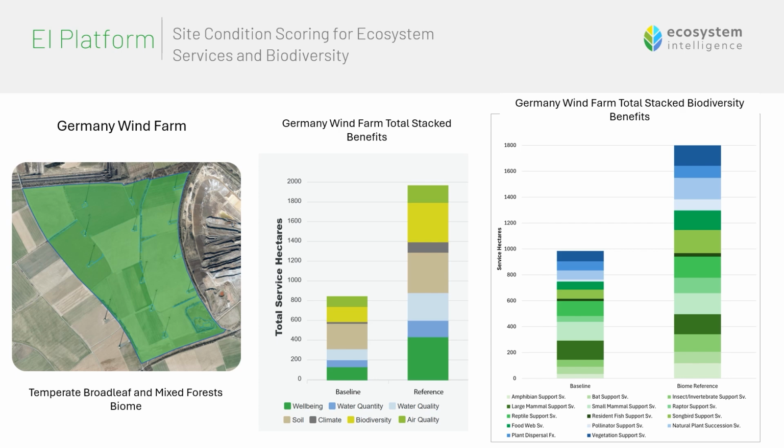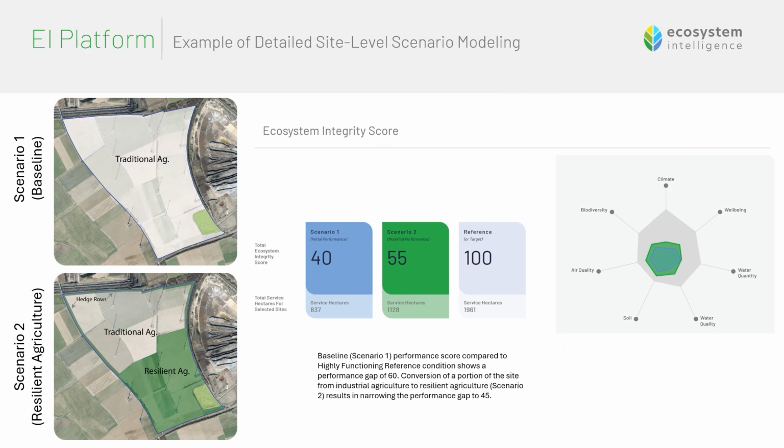In this example, we also tease out the lime green area, which is our biodiversity metric, so that we can see over on the right the habitat suitability for each of the species groups that are modeled for the project location in both the baseline and biome reference condition. We are also able to take a look at what happens under different land management scenarios. In this example, we've taken a portion of one of the sites and converted it from traditional agriculture to resilient agriculture in conjunction with the existing wind farm practices. In this case, we're able to see our performance values increase from 40 in our baseline condition to 55 in the improved condition.